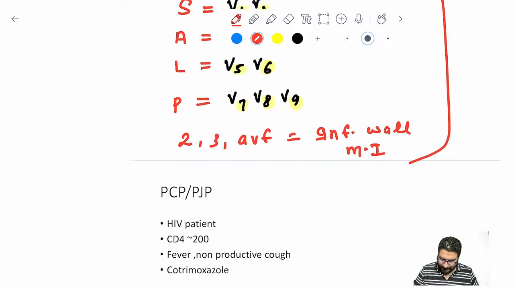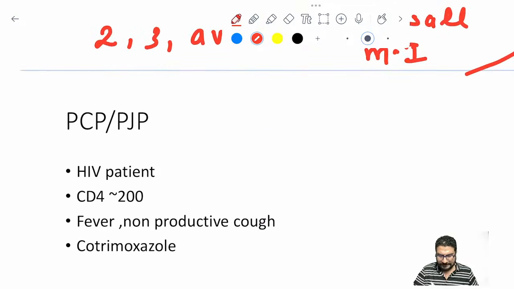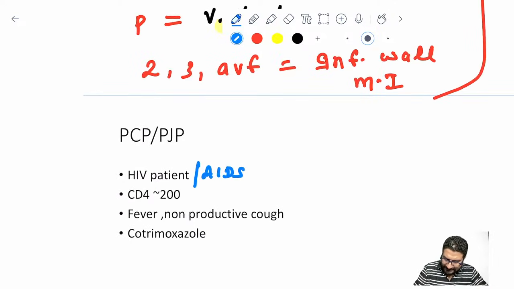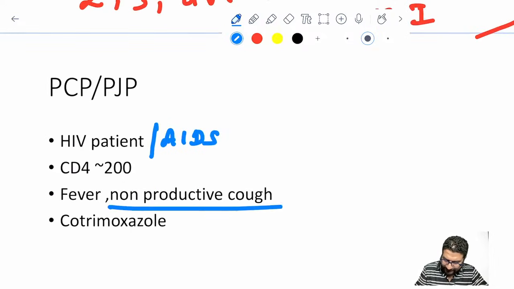Okay, moving to next. We have pneumocystis pneumonia. So what type of question they ask in exam is, they ask you a question like a patient is HIV positive. So patient को HIV positive होगा. So it is actually a super infection in AIDS patient. And this will occur generally when CD4 count is close to 200. And very, very important thing, understand, patient will have non-productive cough.